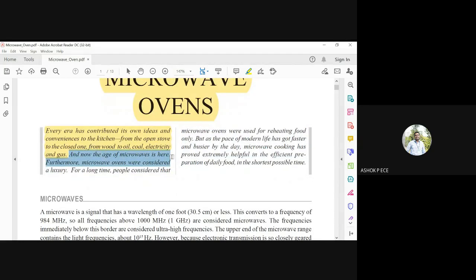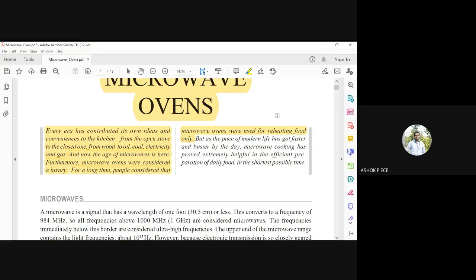So microwave ovens are considered a luxury. Previously, it was considered luxury. For a long time, people thought that it is just used by upper-class people, or they were used for reheating only. It has lost its heat. If you want to eat fresh meat, then they thought microwave ovens would be serving only that purpose.